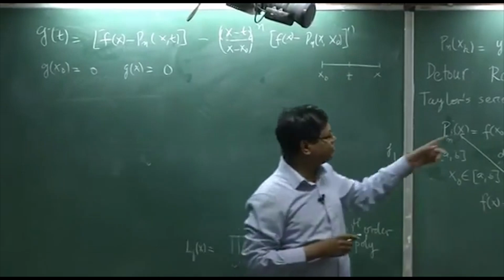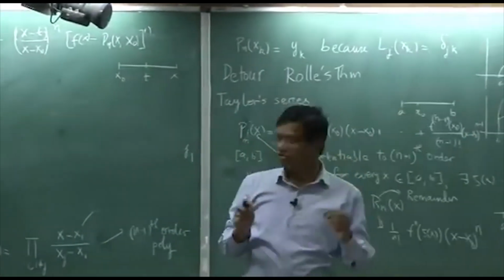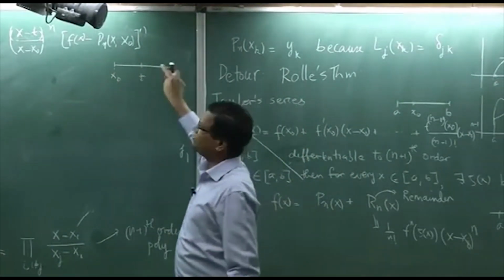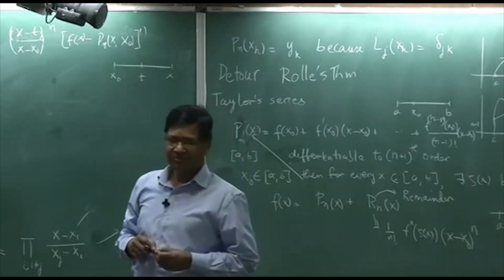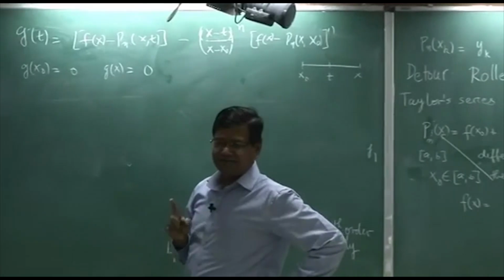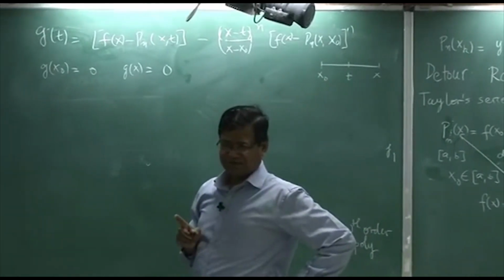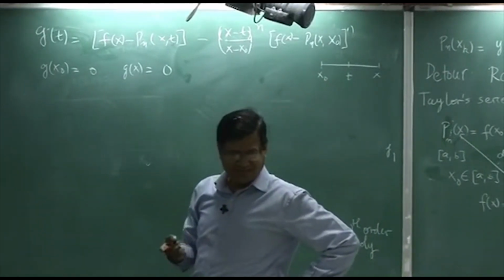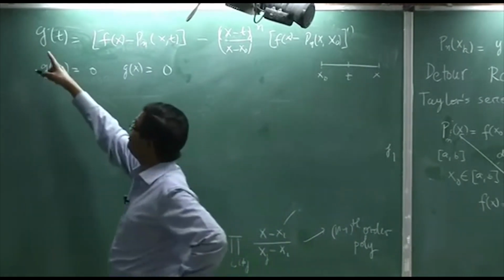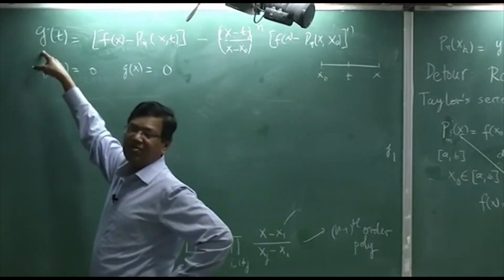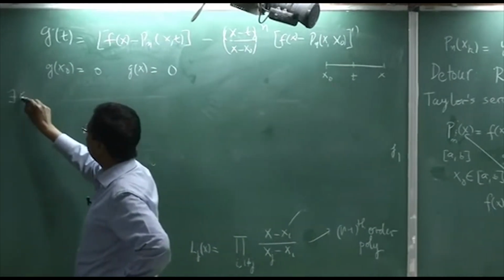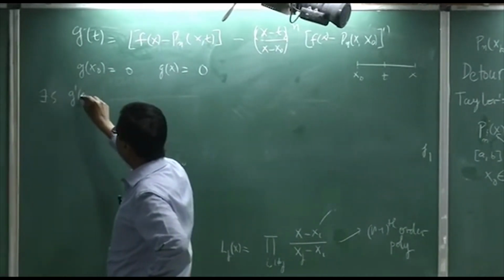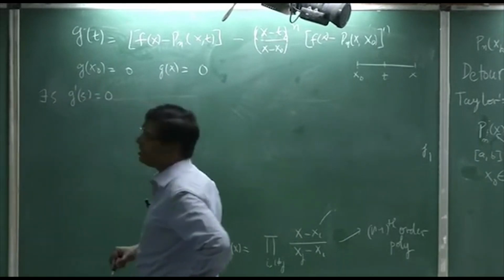So, I can use Rolle's theorem now. At these 2 points my value of g of t is 0. So, use Rolle's theorem and we see that there exists a point c where the derivative g prime is 0. I will call it zeta instead of c. So, there exists a point zeta where g prime zeta is 0.